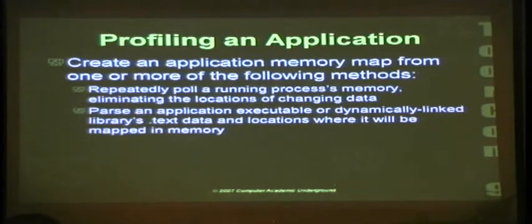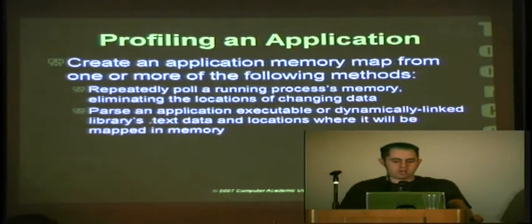All right, so profiling an application. Basically what you want to do is create a memory map, like I mentioned a minute ago, from one or more methods. You can attach to the process, repeatedly pull its memory, throw away things that change, and what you're left with is essentially the unchanging data in the process. You can also parse an application's executable, extract the static sections. You can predict where those things are going to be mapped in memory and store those in your memory map as well.